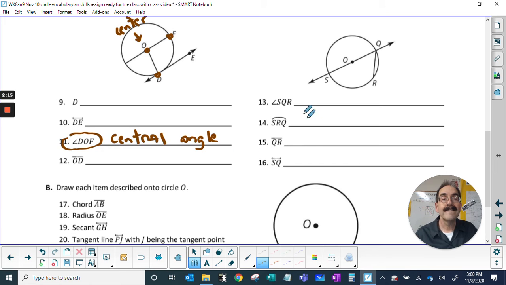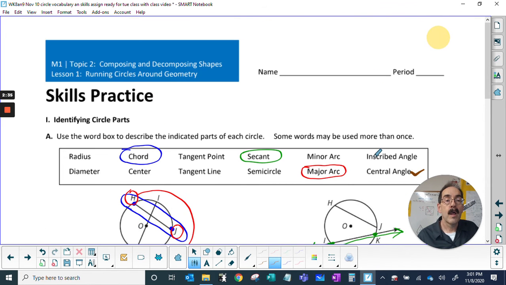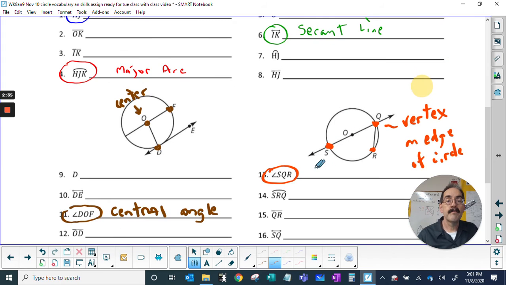Okay, let's do another one. Angle SQR. Ooh, the vertex is on the edge of the circle, so it's an inscribed angle. Inscribed angle. Okay? Let's go do some measurement practice.